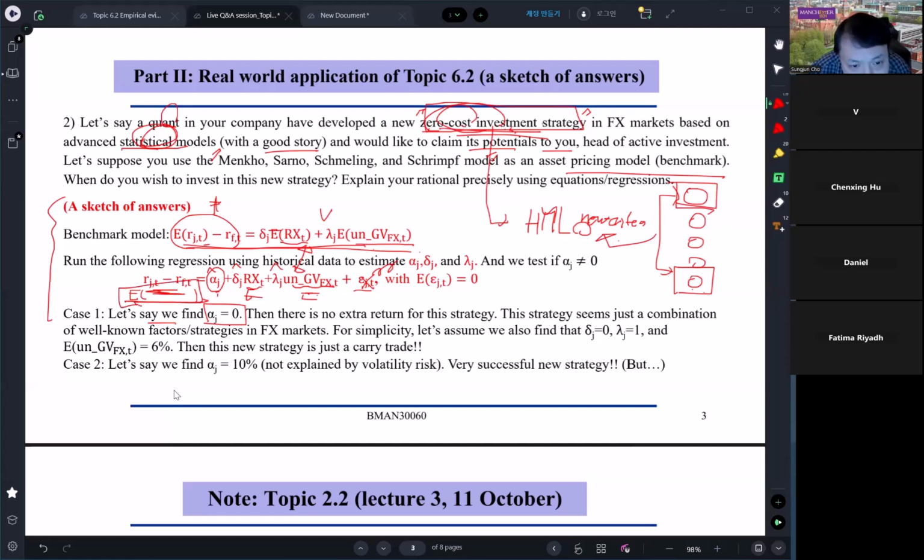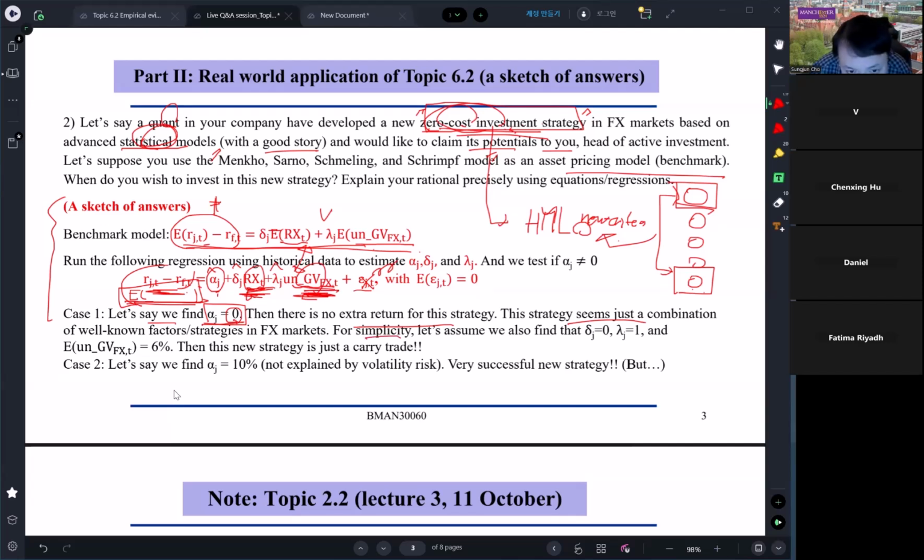When alpha is equal to 0, the profitability is coming from one of these two, which means we already know these two. If alpha is equal to 0, that means this strategy is not new and there is no extra return from implementing this strategy. We already know these two factors, and there's nothing new about this strategy. So there's no extra return. The strategy seems just a combination of well-known average FX movement and global volatility movement.